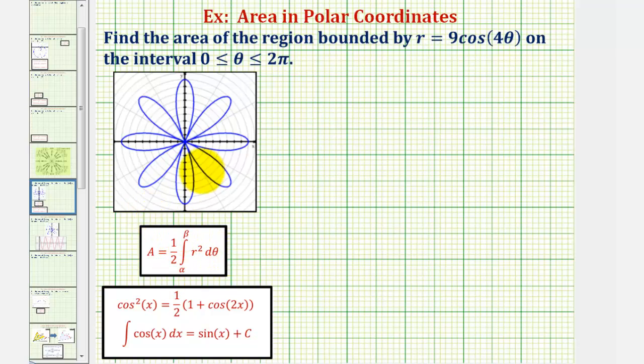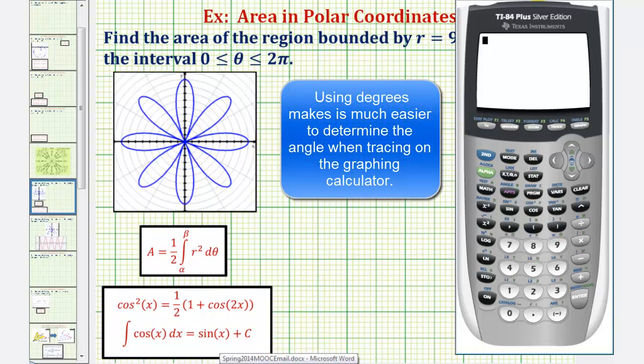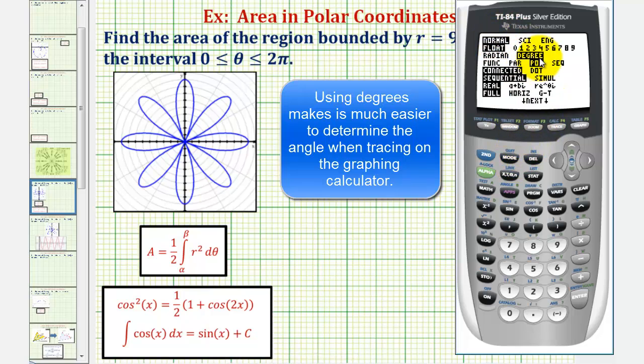So we do have all the information we need in order to find the area, but I do want to show how this curve is traced over the closed interval so we can determine exactly what area we're finding. And we'll do this using the graphing calculator, and we'll do this in degrees rather than radians. So let's press the mode key, make sure the calculator is in degree mode as well as polar mode as we see here, and we'll press y equals. I've already typed in the equation r equals 9 cosine 4 theta.